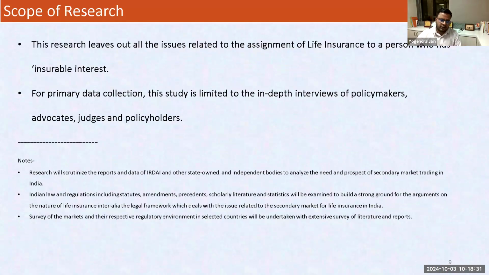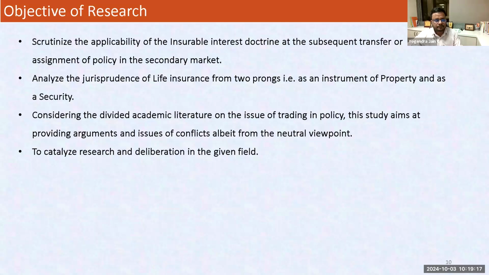I'll be very brief with these few slides, coming to 3 slides, because it is more useful in the PhD defense, not here. So basically, this research leaves out all the things which talk about insurable interest, the issues related to the people who have insurable interest. I'm only talking about the cases where the person to whom the policy was transferred did not have insurable interest. And for primary data collection, I have relied on in-depth interviews of advocates, policyholders, judges who were involved in the judgment of 2015, High Court and Supreme Court judges, to find out what should be done, or what is the opinion of the experts in the field. This is also a part of my research.